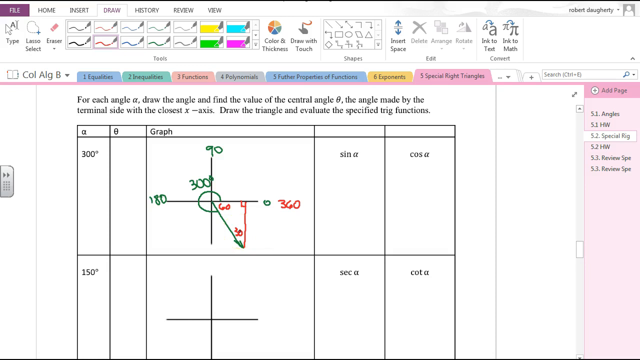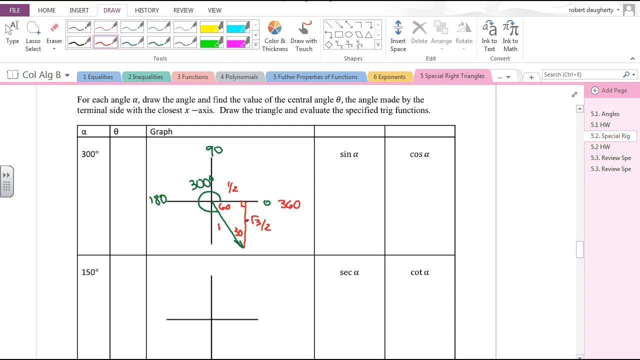The hypotenuse is always what? 1. The side opposite 30 is what? 1/2. The other side is square root of 3 over 2. This x value, to travel from here to here, is that positive in x or negative in x? Positive in x. What about y? It's negative in y. Okay?